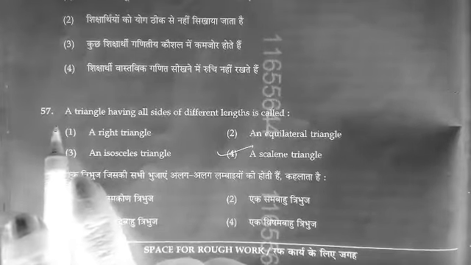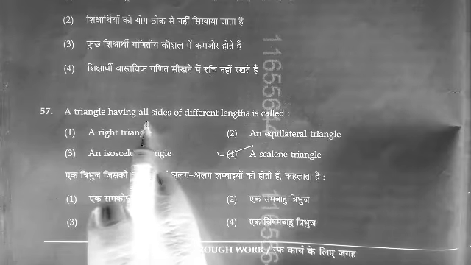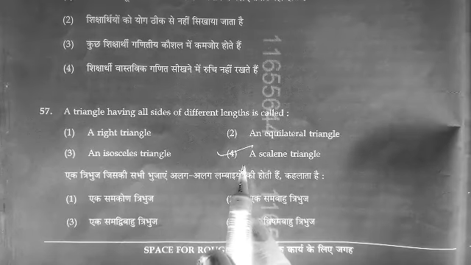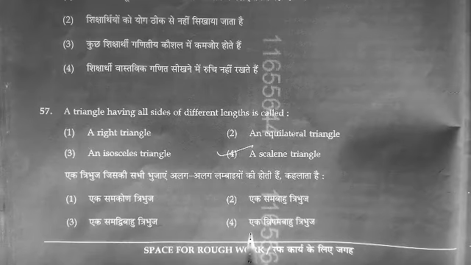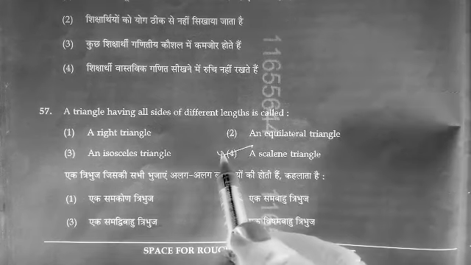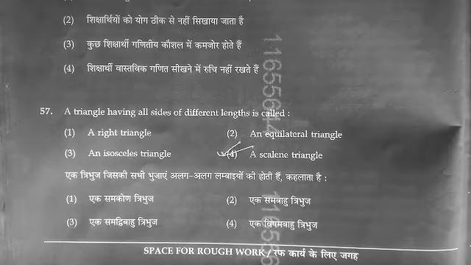Question number 57. A triangle having all sides of different length is called a scalene triangle, a scalene triangle. Second, 4 is our answer.